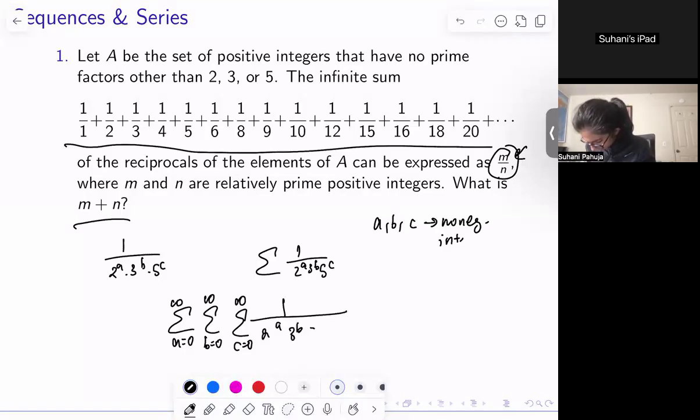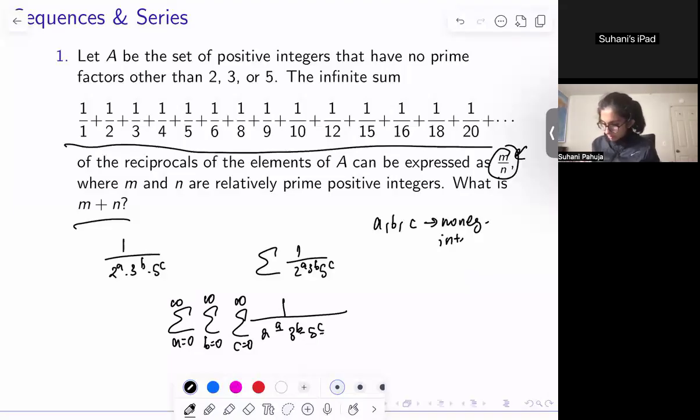And then we have all the possible combinations of a, b, and c's, and 1 over 2 to the a times 3 to b times 5 to the c. And we have all possible combinations of a, b, and c where a, b, and c are non-negative integers. So we can have infinitely many combinations of a, b, and c, and then it's a sum of all such fractions, essentially.